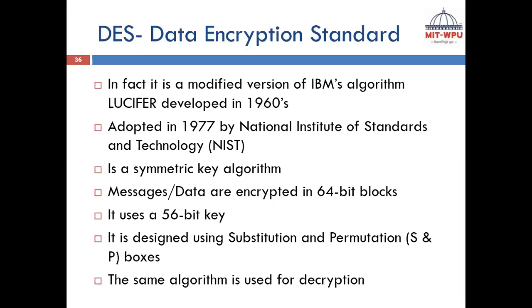And in 1977, NIST adopted DES as its first standard algorithm. DES stands for Data Encryption Standard. It is a symmetric algorithm. It takes input in blocks of 64 bits and uses a 56-bit key. It primarily works on two things, substitution and permutation, so it is designed using substitution and permutation S and P boxes. The same algorithm is used for decryption.